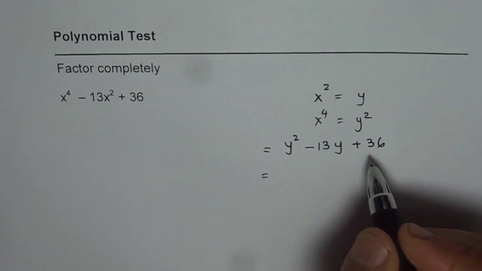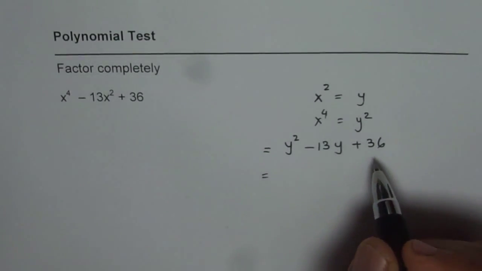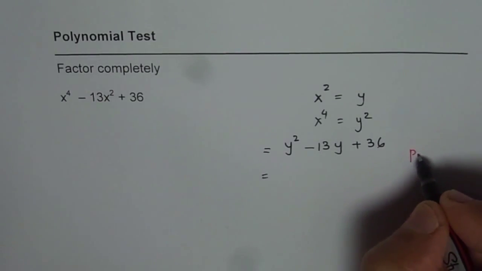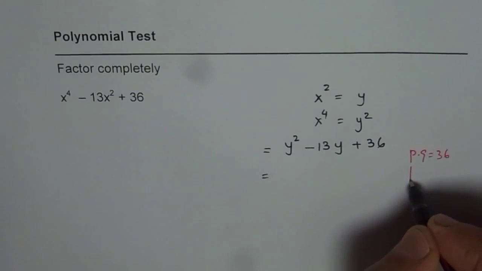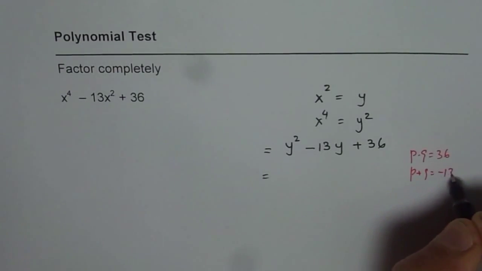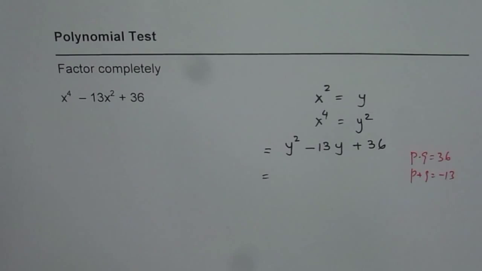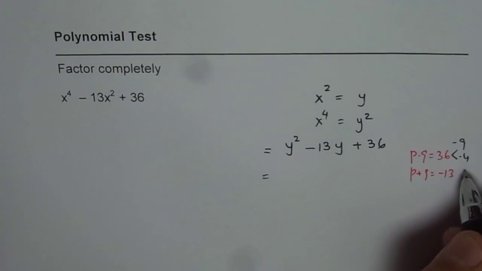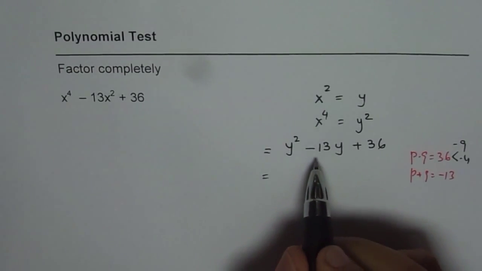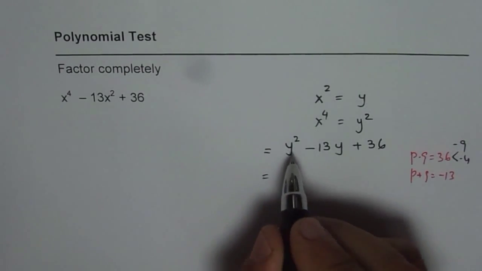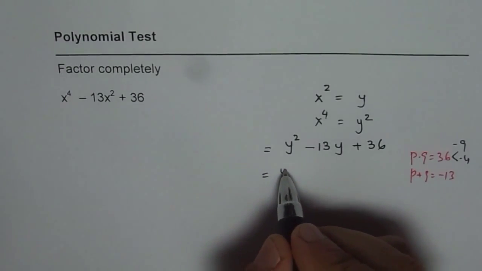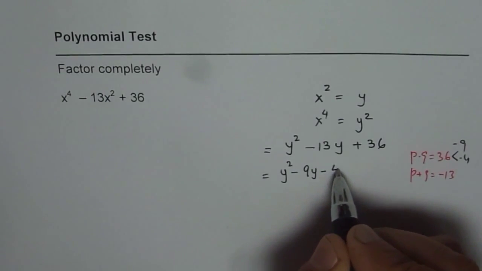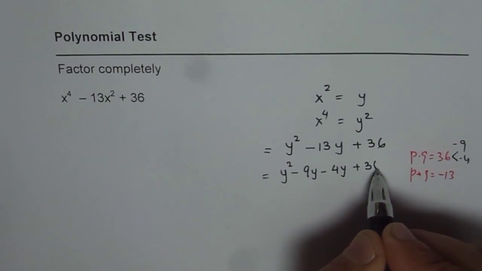Now I can adopt the normal ways of factoring. 36, product of two numbers we are looking for. So we say p times q should be 36 and p plus q should be minus 13. So the numbers are 9 times 4, right? Both should be negative, so that when we add we get minus 13. So we can decompose minus 13y and write it as y square minus 9y minus 4y plus 36.